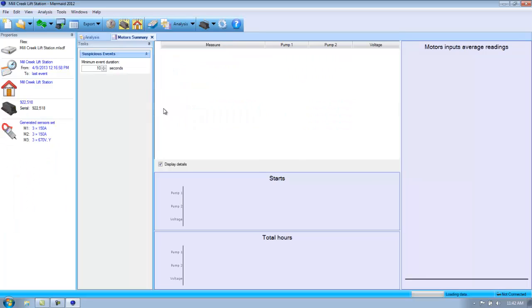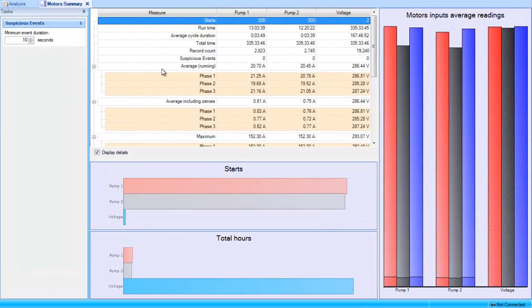Now the motor summary. The motor summary is going to give you all the summary information about the motors. It's going to give you your electrical analysis of the station, your phase information, your average, your peaks, and all that information, as well as a little bit of a graphical view of how the highest amperage of each phase was. And this is the voltage. Remember, motor 3 was voltage. If you didn't say it was voltage, it would say motor 3 here, but this is the voltage over here. So you'd see if you lost, if one of your legs was short.